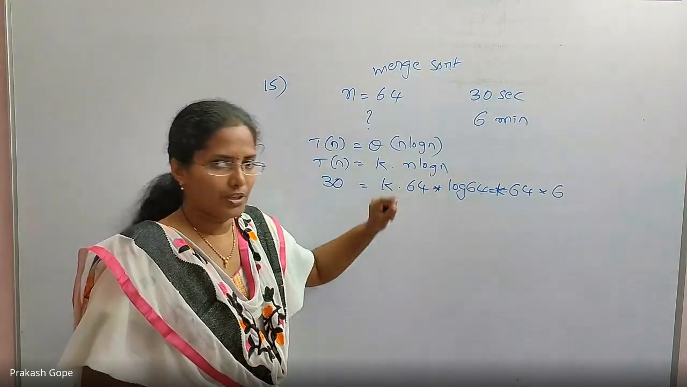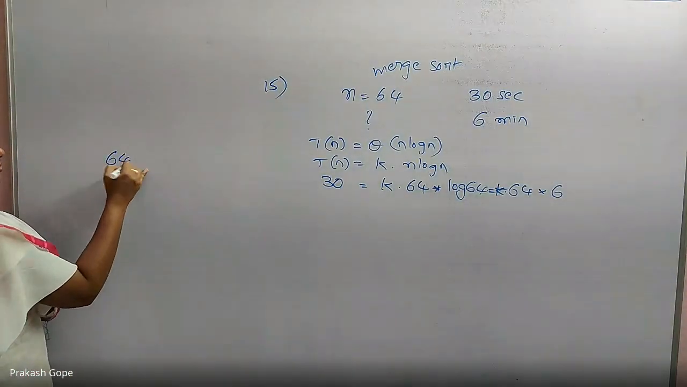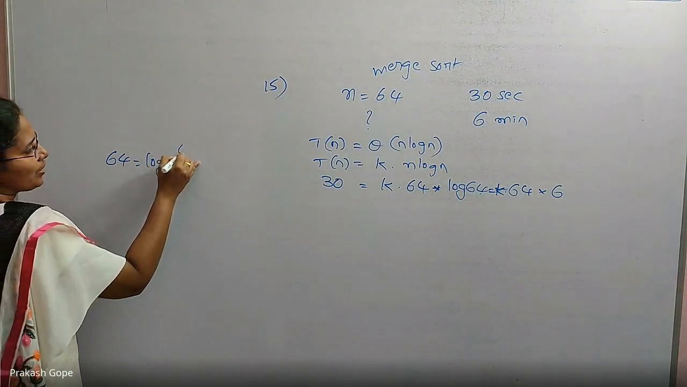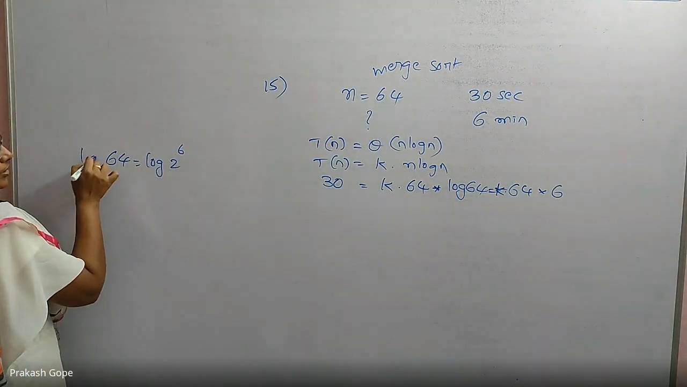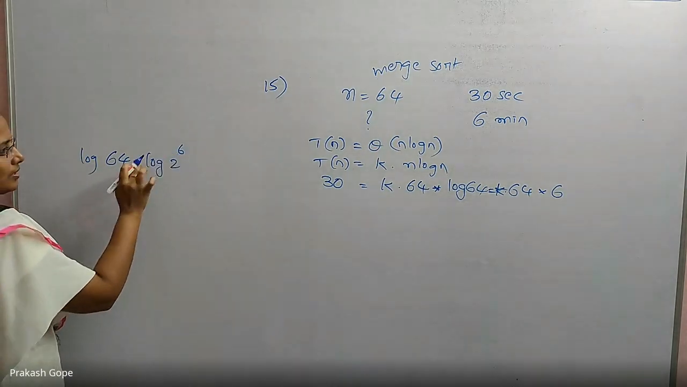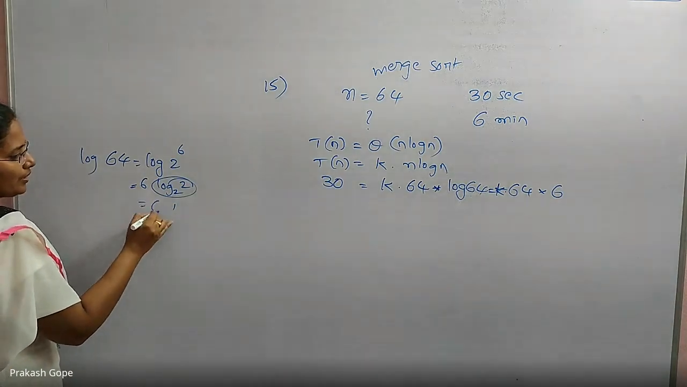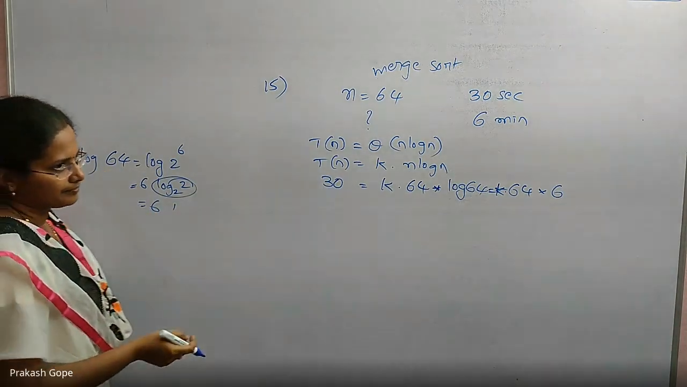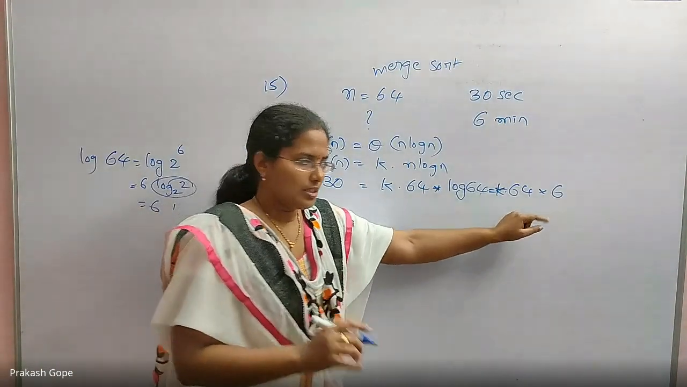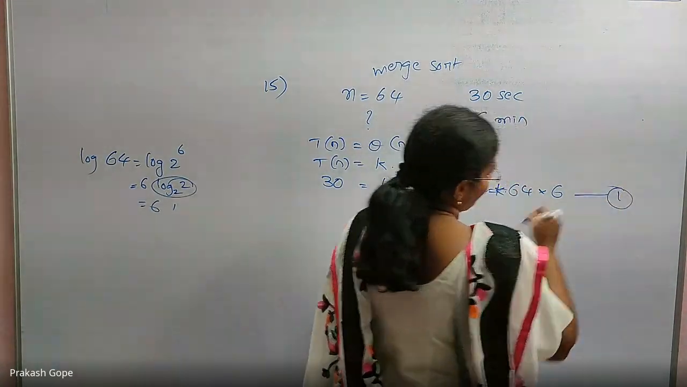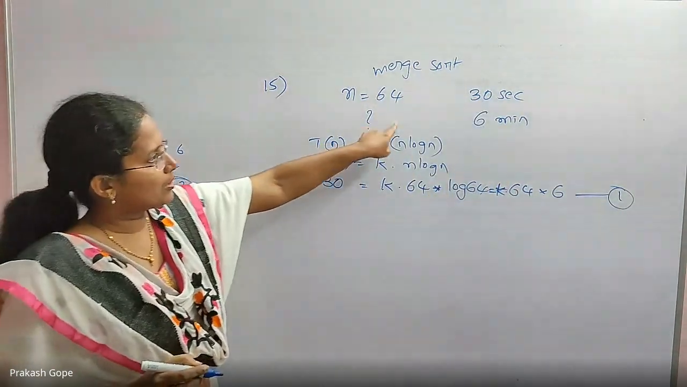That 6 will come from log 2 to the base 2 being 1. That's why log 64 is 6. Okay, this is the first equation. But I am looking for this one.